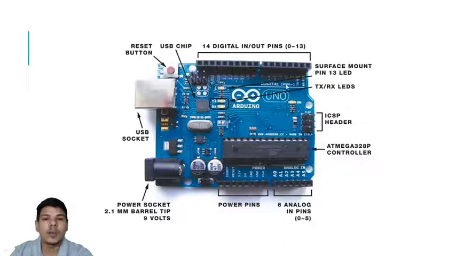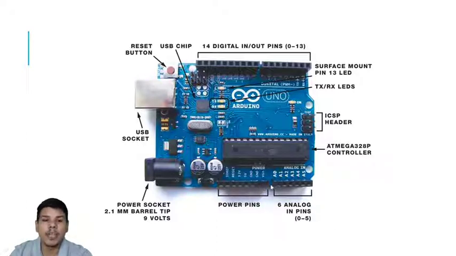So these 0 and 1 are the transmitter and receiver lines, and at the bottom we have 6 pins of analog input. In analog we only have input, not output, and in digital we have both input and output. Next to the analog pins we have some power pins to provide 5 volt, ground, Vin, and 3.3 volt. So we have various types of power pins.